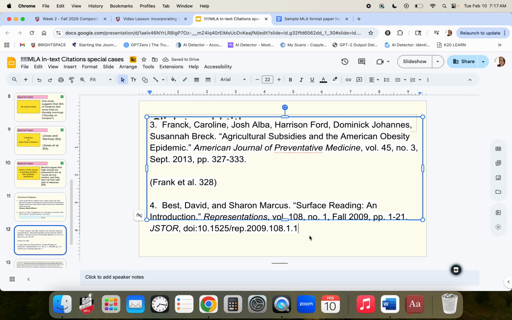In this one, we have two authors. So the citation here, Best and Marcus. And then whatever page number, it is paginated 1 through 21. So we would put the page number the quote came from. Ta-da!